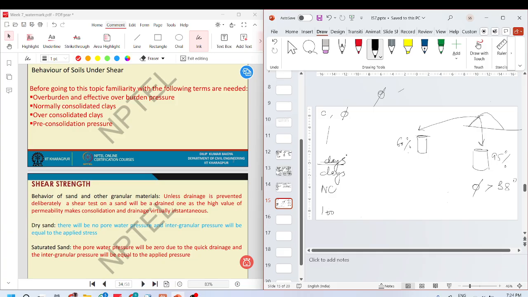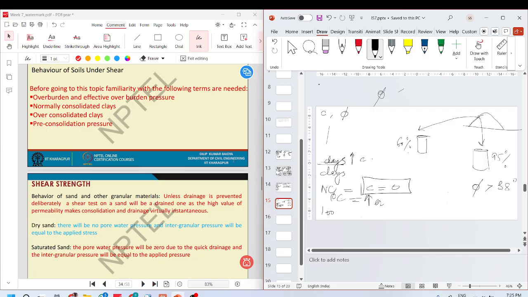We say that clays have high cohesion, but you should know that NC soils have zero cohesion. We take cohesion for NC clays to be zero. Cohesion for OC clays is higher. So the values of the shear parameters not only depend on the condition of the soil, they also depend on the condition of the load you are putting on the soil.